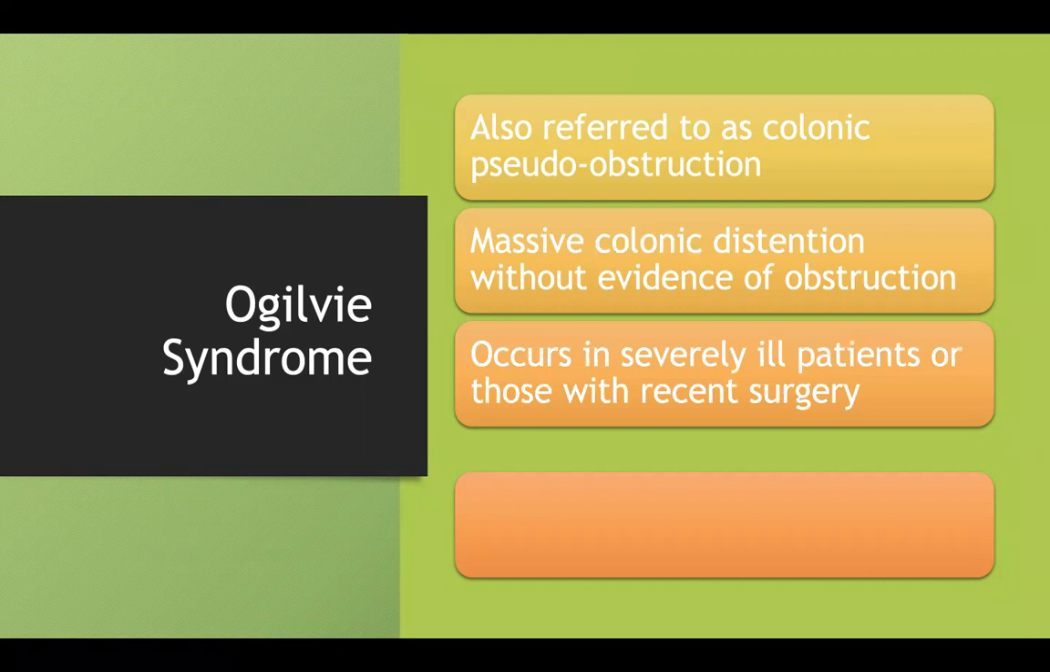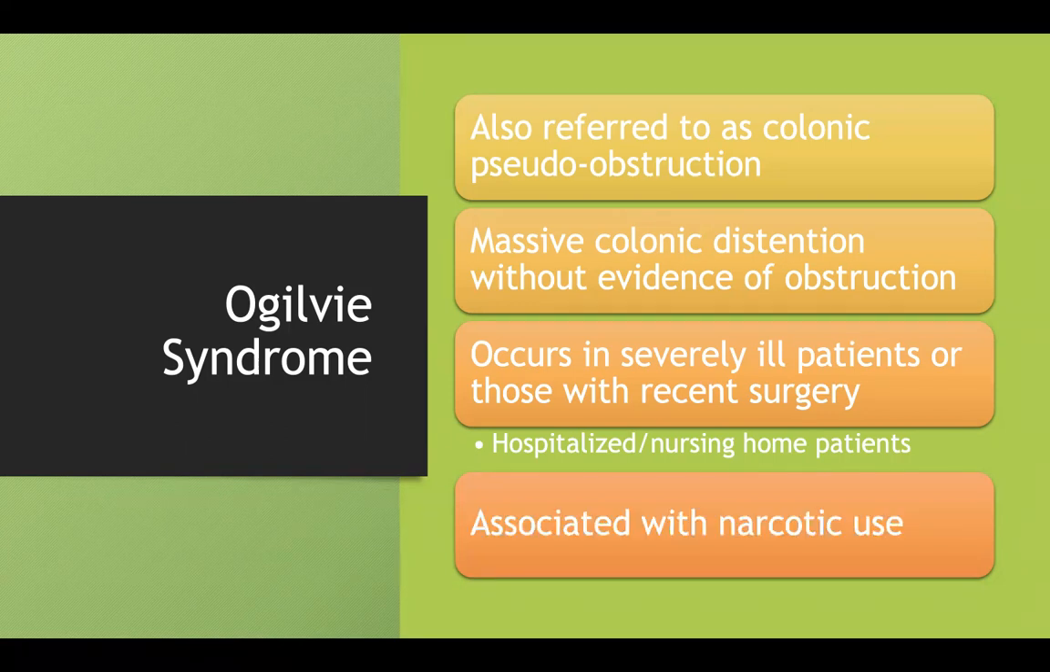Ogilvie syndrome, you're only going to see in very, very sick patients or in post-surgical patients. Usually a hospitalized or nursing home patient is very common in the question stem because they don't want to trick you. They have to make sure that it's a fair question and that Ogilvie syndrome has to be the answer. If they give you a question with somebody who's not that sick, I want you to not think of Ogilvie syndrome, because they're going to give you a classic presentation if they want you to pick that. It's also associated with narcotic use as well.